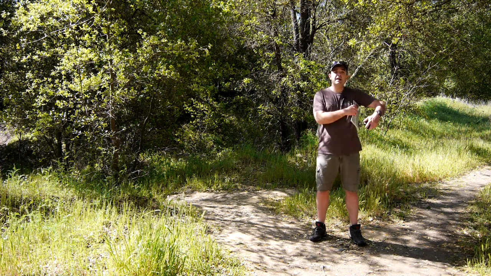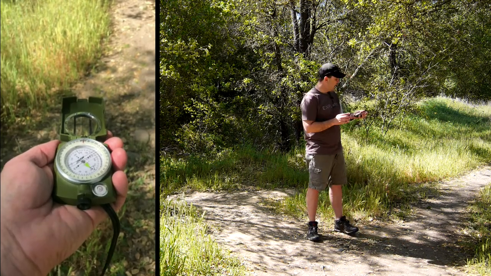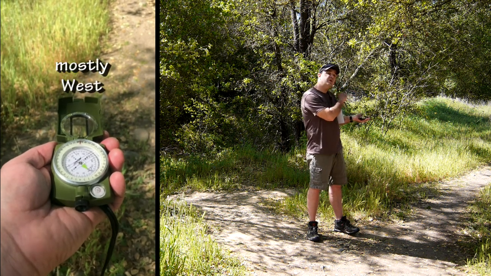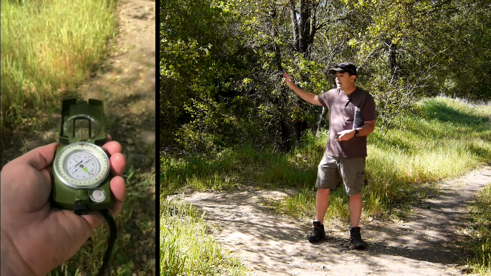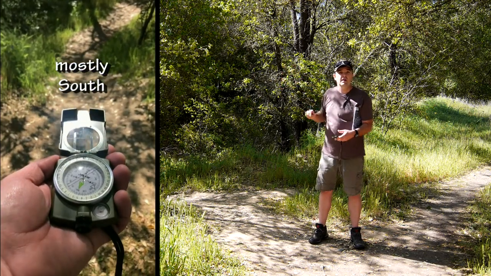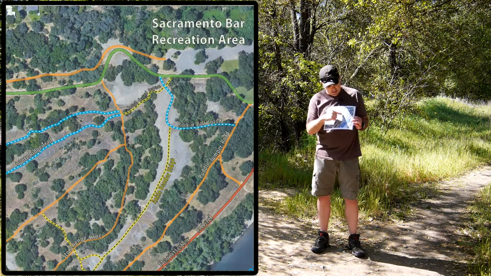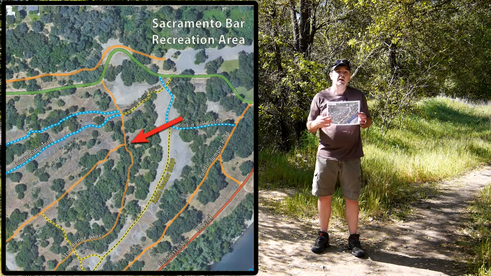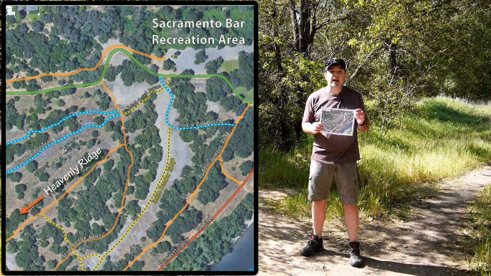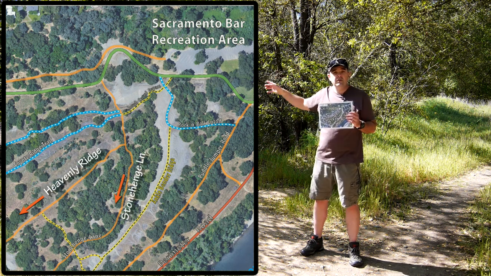Now, looking at my compass, I open it up and point it down the trails, and I can see that the path off to my right is headed in a mostly west direction, while the path off to my left is headed in a mostly south direction. So, looking at my map sheet, I think that I'm about right here. The Heavenly Ridge Trail is the one that's going off to the west, and the Stonehenge Lane Trail is the one that continues off to my south.